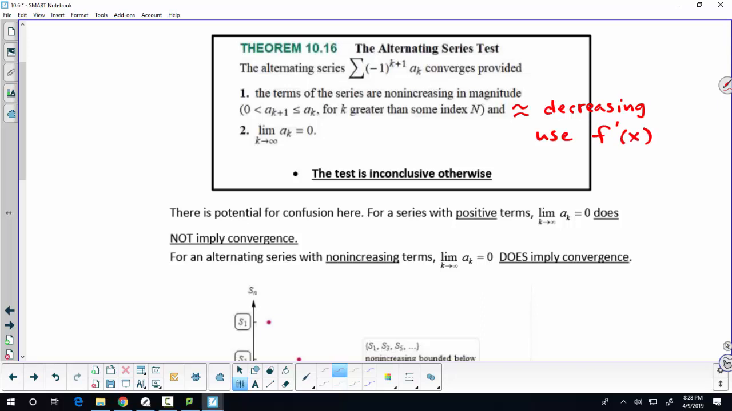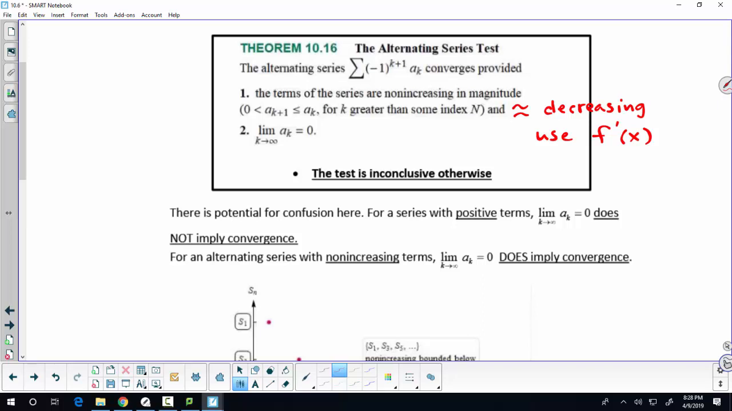And so often to test that, it's not clear sometimes when you look at a series if it's decreasing. So we have to default sometimes back to the first derivative test. Just keep that in mind. So the terms of the series are non-increasing, and the limit of a sub k has to approach 0 as k approaches infinity. Otherwise, the alternating series test is inconclusive.